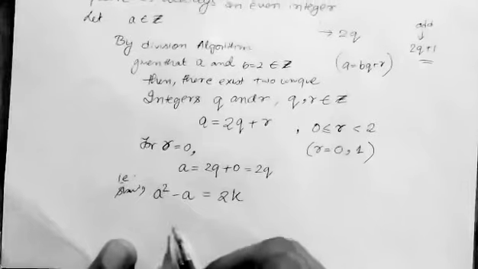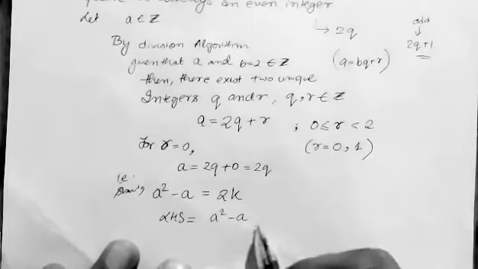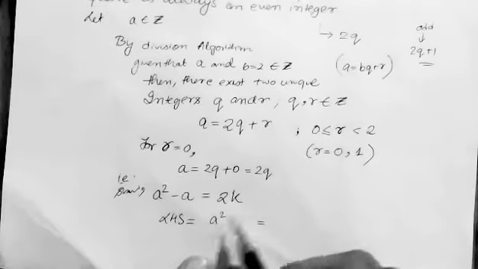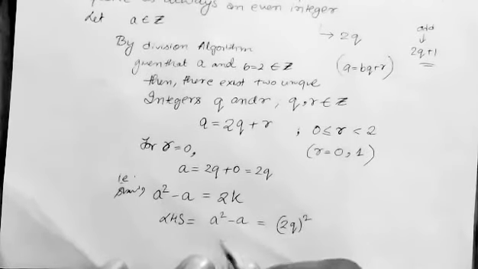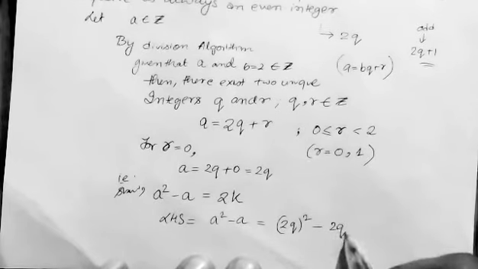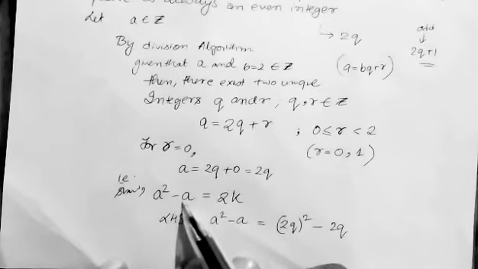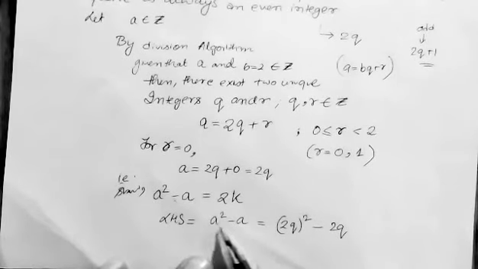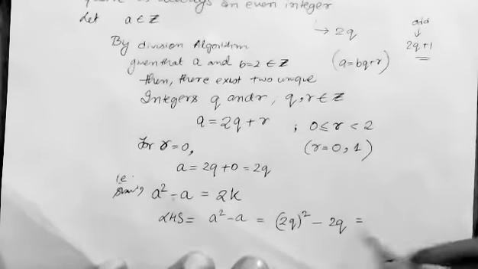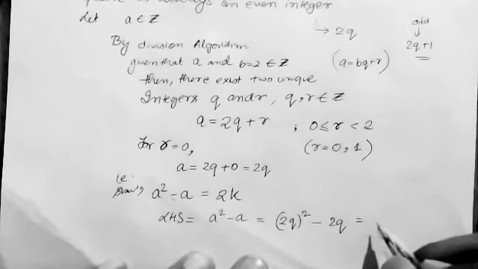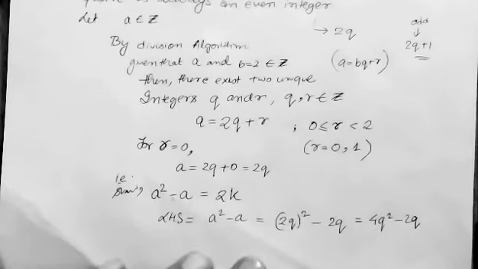Let us consider at first the LHS. What is the LHS? A square minus a. Do you have the value of a? Yes, the value of a is 2q, so we will substitute the value of a here. A square minus a becomes 2q whole square minus 2q. We have just substituted the value of a in both places in this expression, which was the LHS. Then if you simplify it, 2 square is 4, so we get 4q square minus 2q.